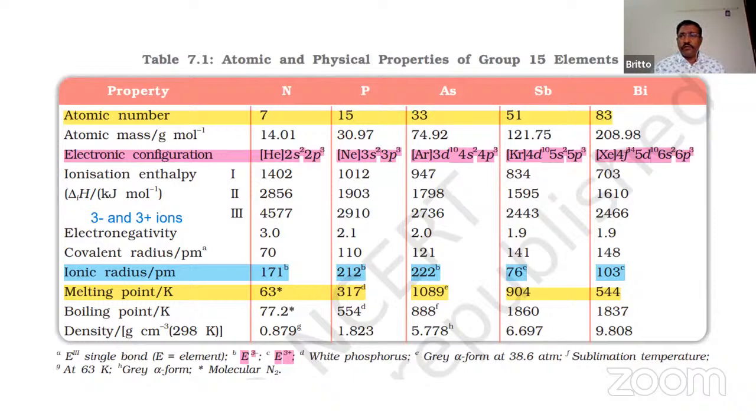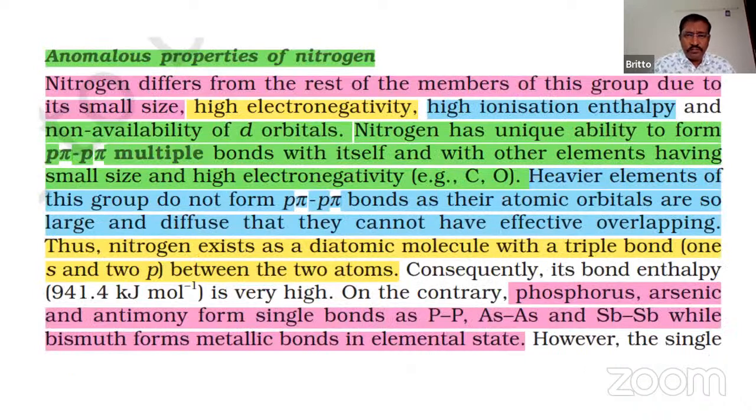Now first we are going to look at the anomalous behavior of nitrogen. Generally, we have seen in S block also, P block also, the first element of that particular group is going to behave differently than the other elements. The main reason we saw in S block is the size and of course the absence of p orbitals. Here also it's the same thing. Nitrogen is the first element in this group 15, and it is going to behave differently from the other members of this group.